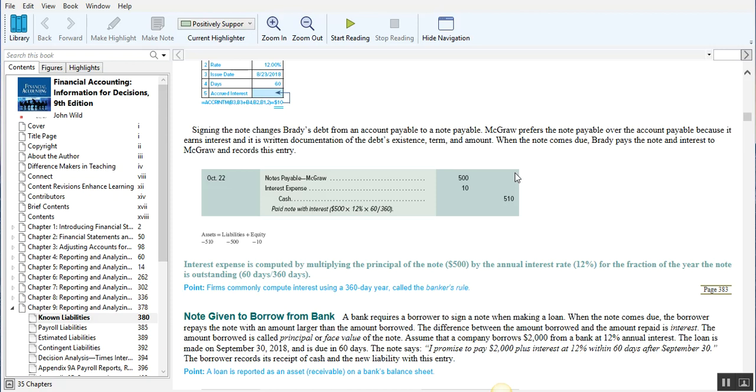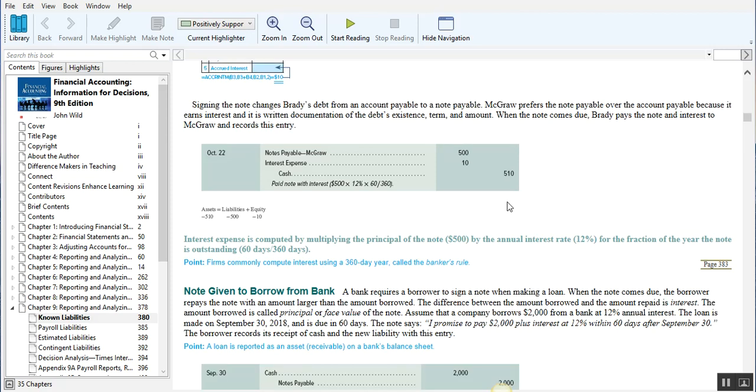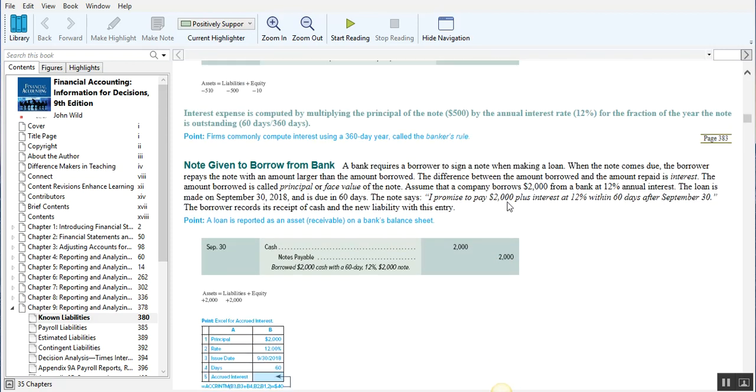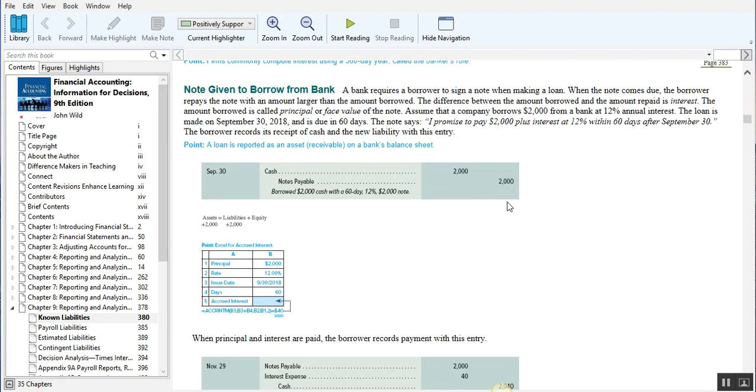And then when you actually pay the balance on the note, the $500 60-day note at 12%, you calculate the interest that's due, and in that length of time, you'll owe $10 interest. So you're going to record $500 debit on the notes payable, $10 interest expense, and a total cash payout of $510.